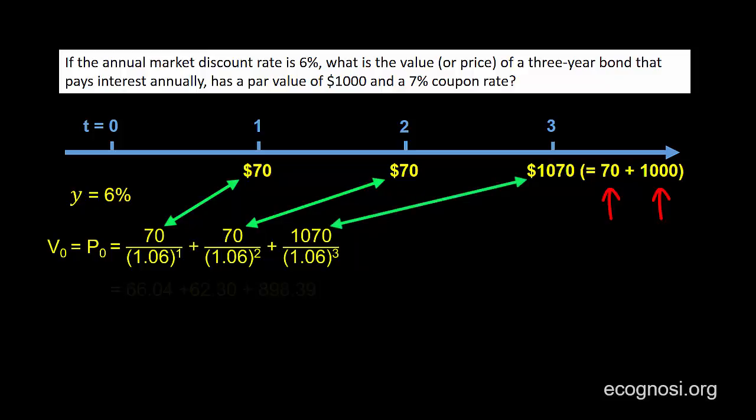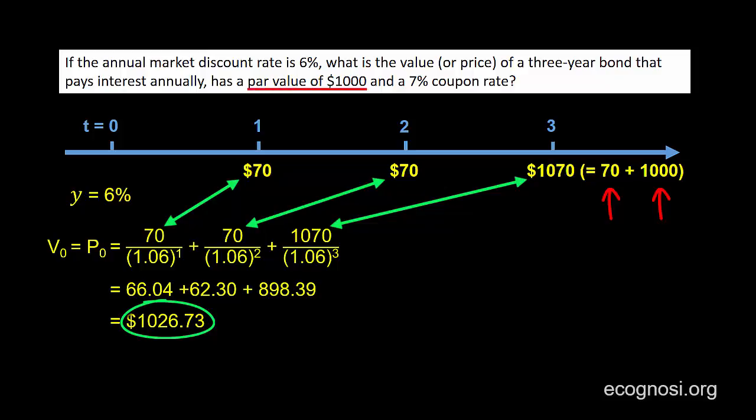This will give us the following values and a final sum of $1,026.73 rounded to 2 decimals. Notice that the price of this bond is greater than its par value of 1,000. Therefore, the bond is trading at a premium to par, or simply at a premium. And to give you a bit more context, this makes sense. Can you think of the reason? Pause the video and think.